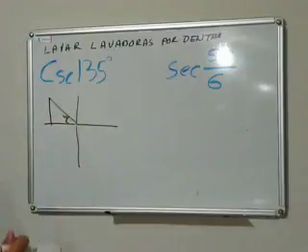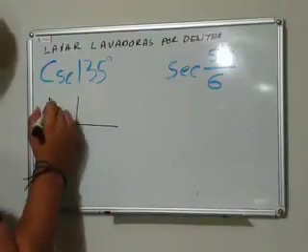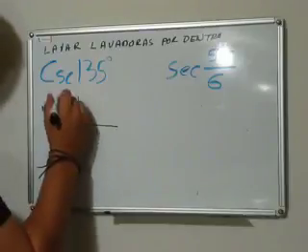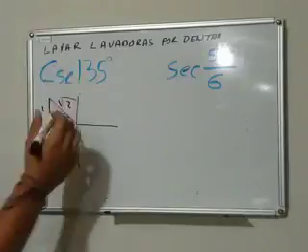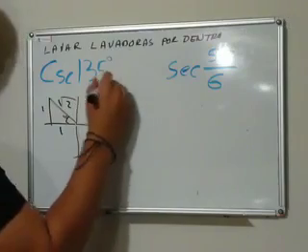The opposite of cosecant is sine. So sine of 45 degrees is opposite over hypotenuse. So this over this, it's 1 over root 2, but since it's the cosecant, we flip it. So the answer is root 2 over 1, which is simply root 2.